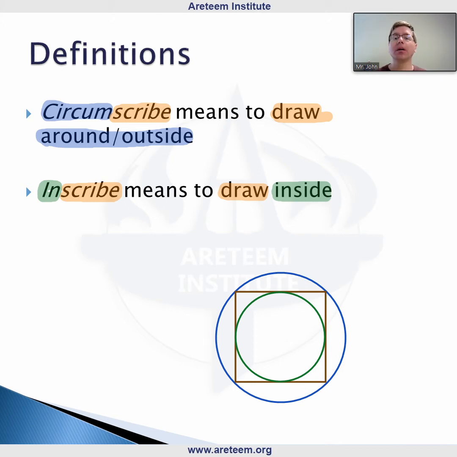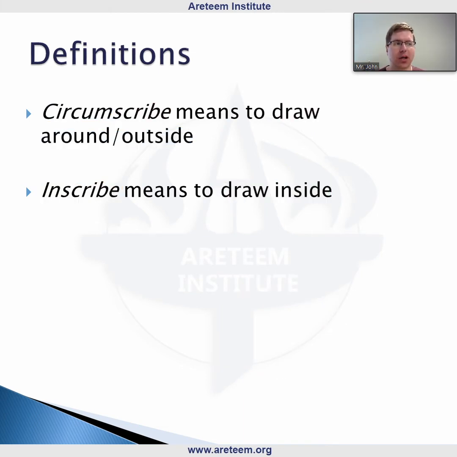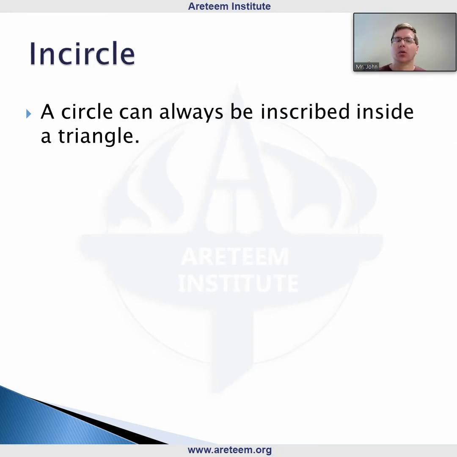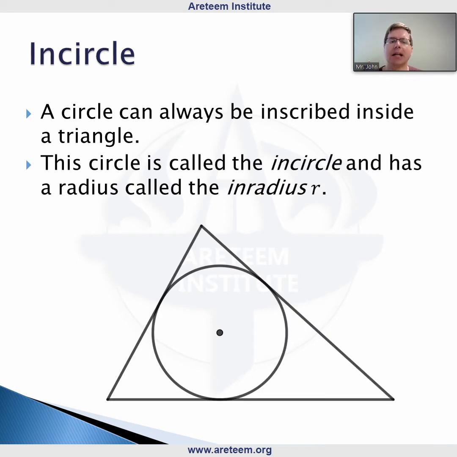Like I mentioned, we're going to be talking about triangles in particular today. Let's look at some examples and some of our facts as well. So this is a fact: a circle can always be inscribed inside a triangle. This isn't necessarily obvious, though it's pretty easy to draw the picture. This circle is called the incircle. The radius is the inradius, and it's typically called a little r.